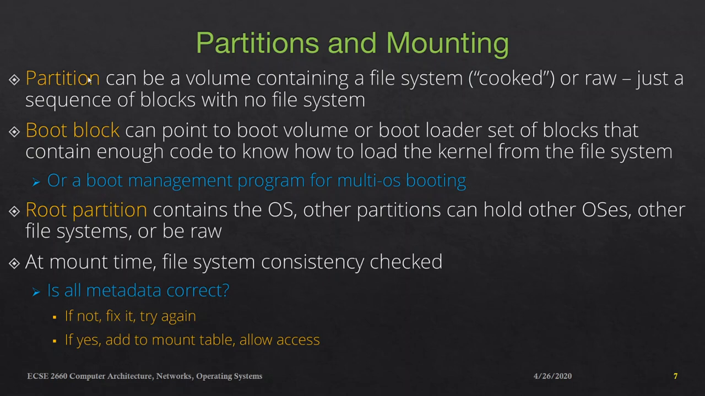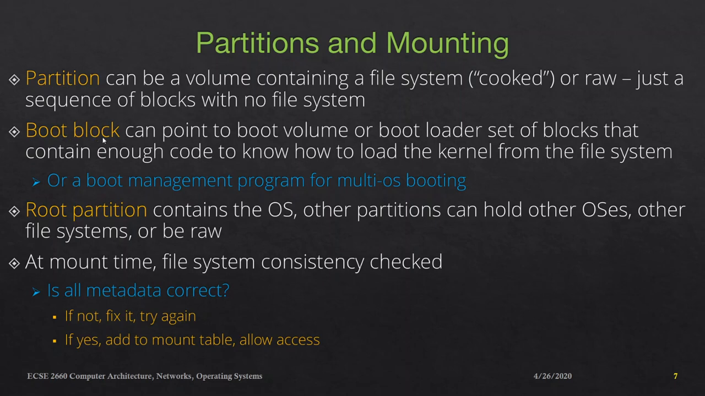So whenever you format a disk, then you start seeing this initial directory structure, and it is also populated with FCBs. So partitions can be raw, which means just a sequence of blocks with no file system, or it can be cooked or formatted, which means that there is a file system in place. So it's essentially a part of your hard disk, a smaller unit of a hard disk.